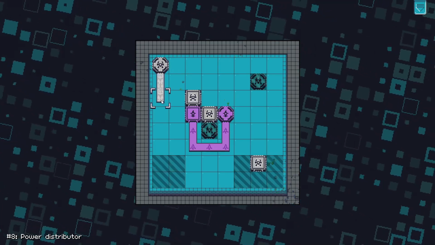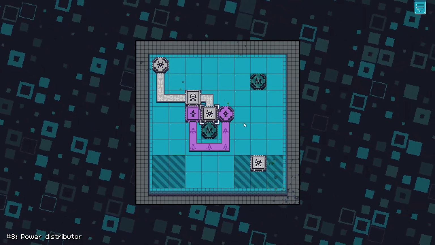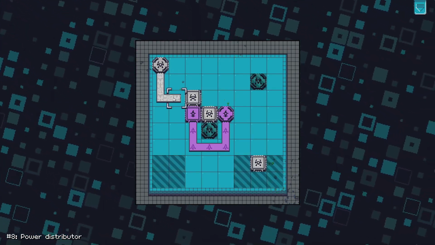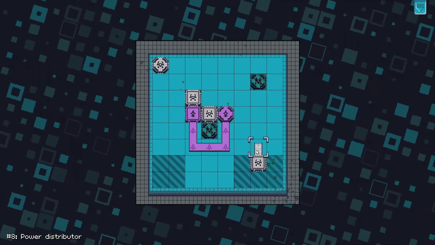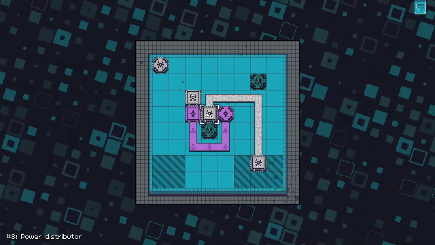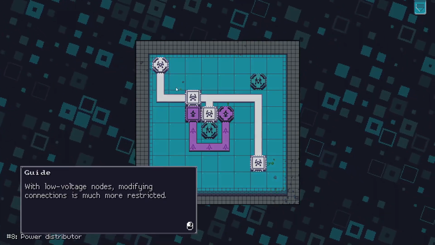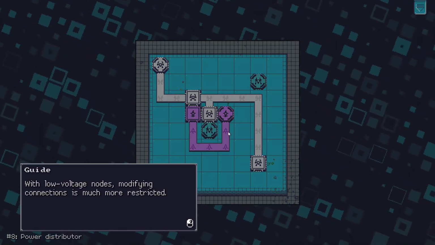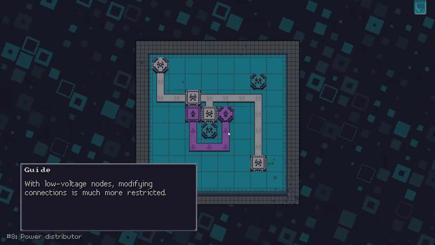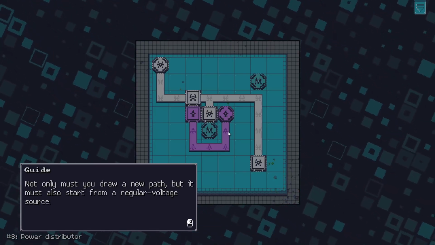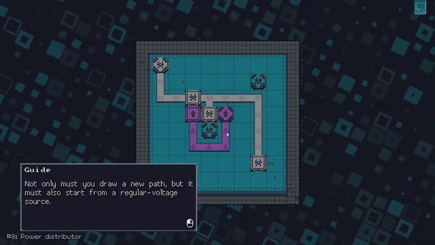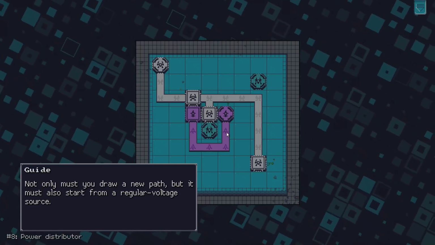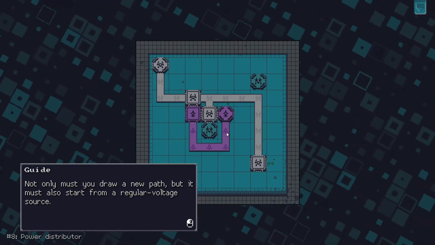Okay, so you want to do something like that, you want to do something like that. You want to connect, but you can't yet, so I'm doing the wrong one. Am I? No, you can. So I can do this just fine, right? With low voltage nodes, modifying connections is much more restricted. Not only must you draw a new path, but it must also start from a regular voltage source. What?